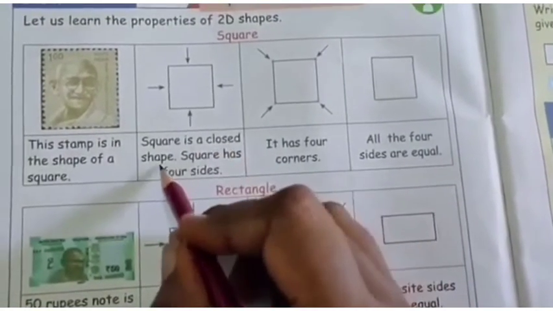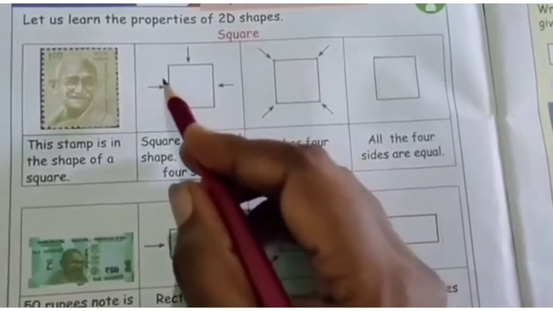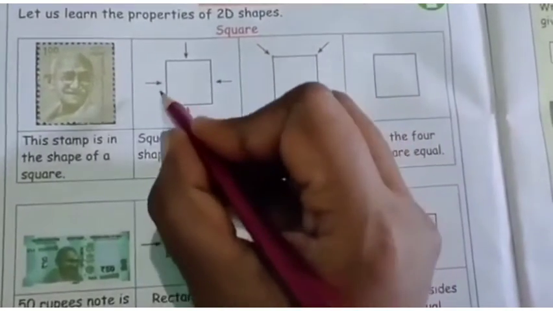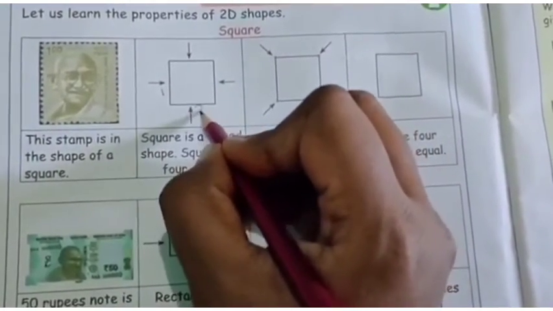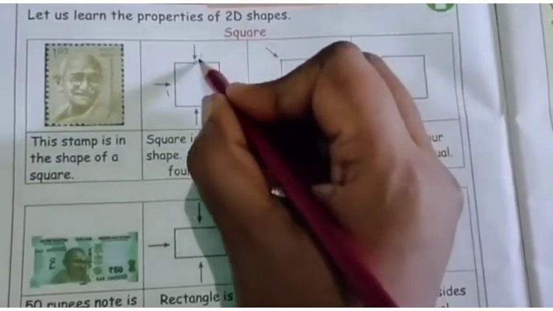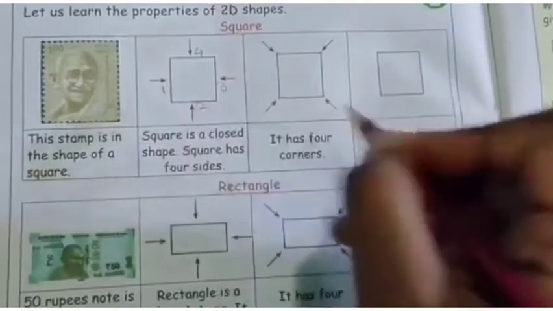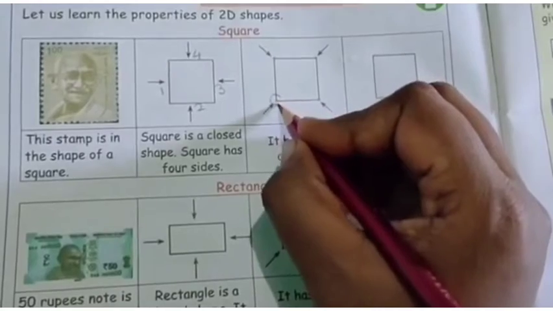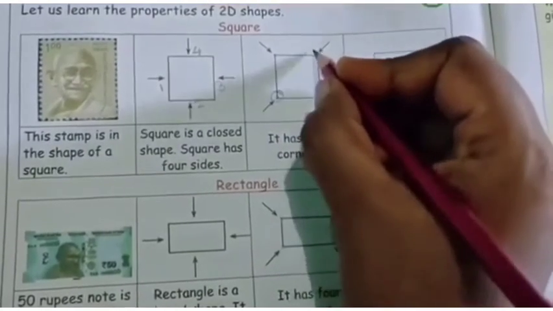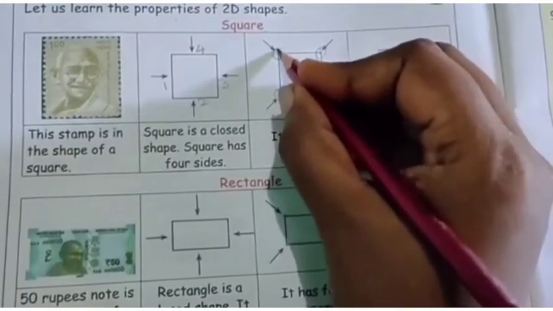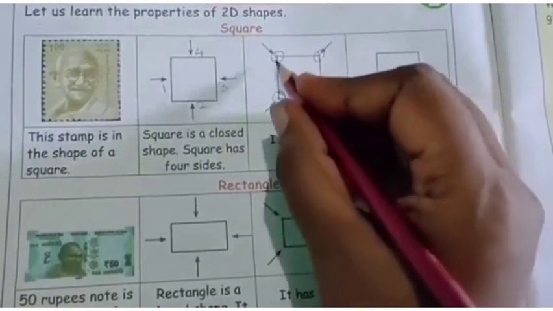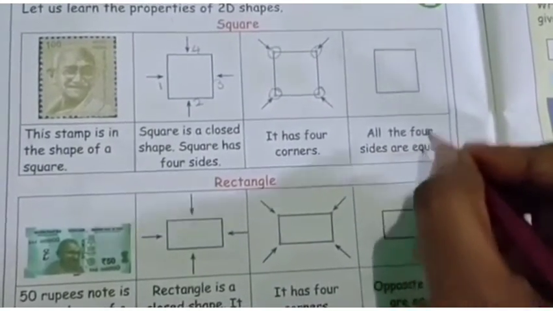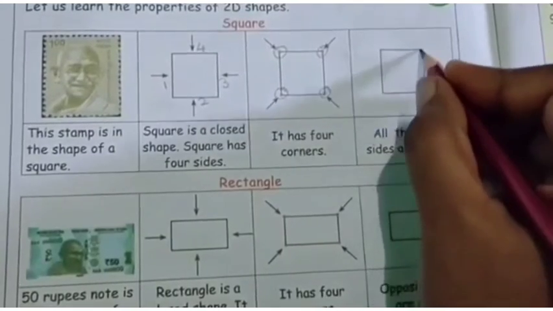Square is a closed shape. Square has 4 sides. Close aayirukku. Okay. It has 4 sides. 1, 2, 3, 4. Square has 4 sides. It has 4 corners. Look at this. This is a corner. Square has 4 corners. In a square, all the 4 sides are equal.